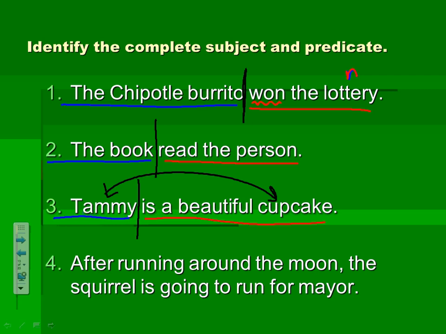Now, number 4 was the most difficult. Where should my line be? Well, at first, when I look at the sentence, I see a couple verbs. I see running, I see to run, I see is, and it can be very easy to get confused. Did you notice that there was a comma after moon? When you see commas, we will be studying commas later in the year, but for now, I want you to remember this very important phrase. Commit this to memory.